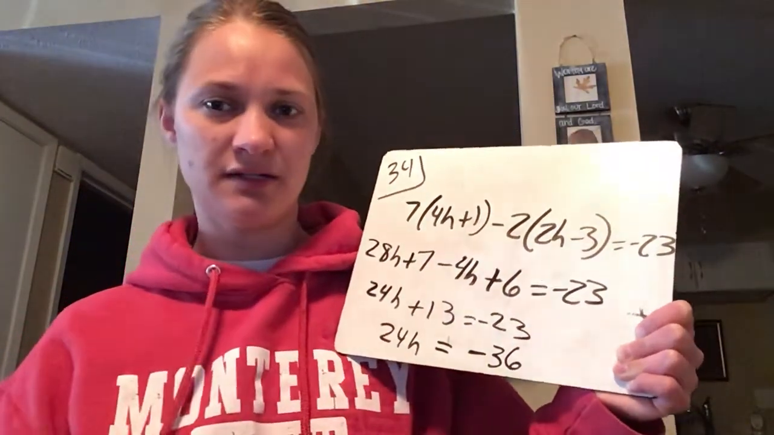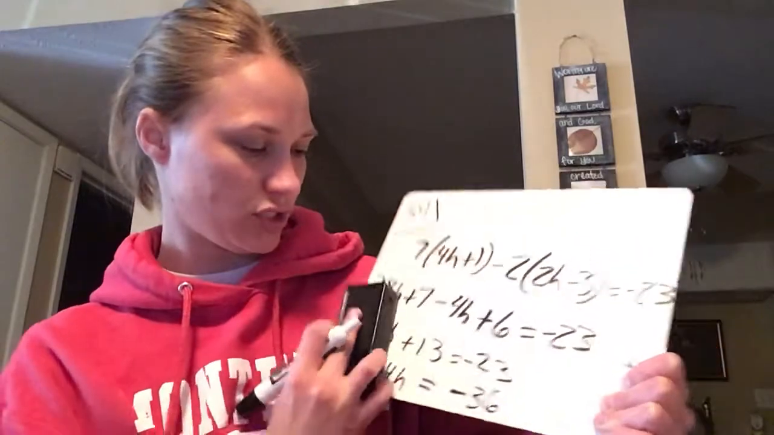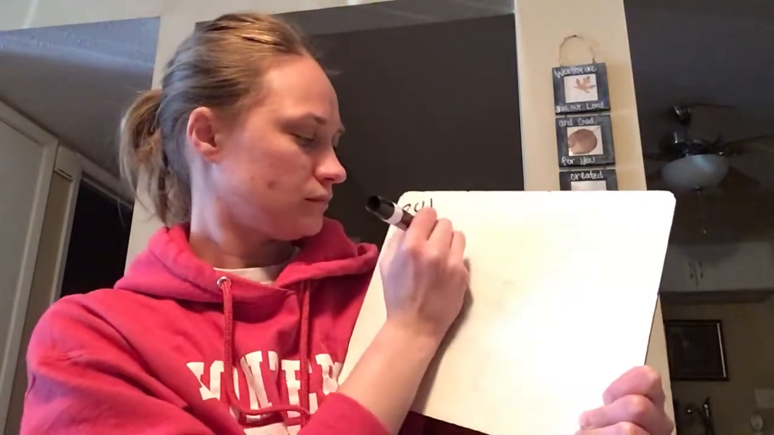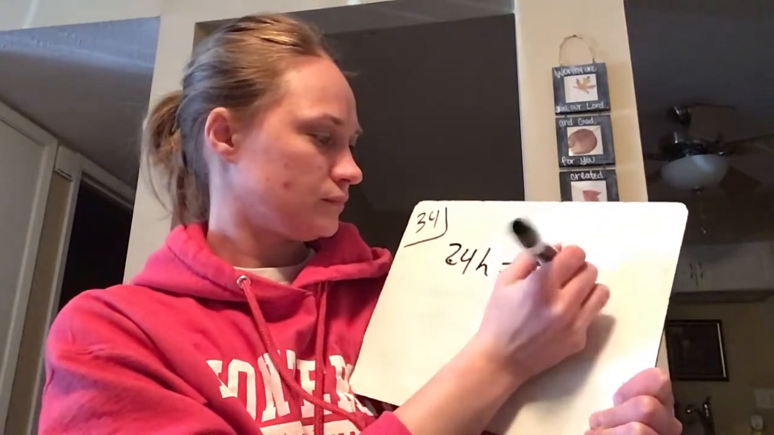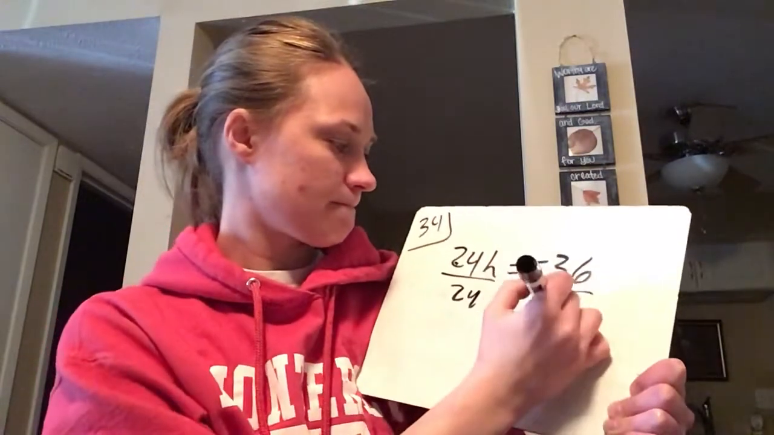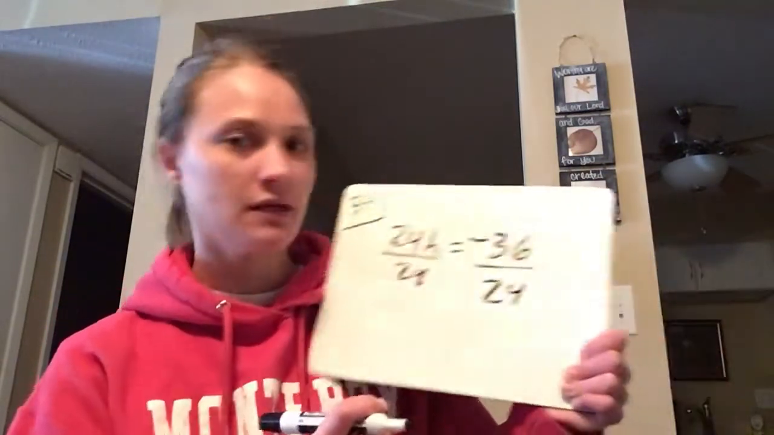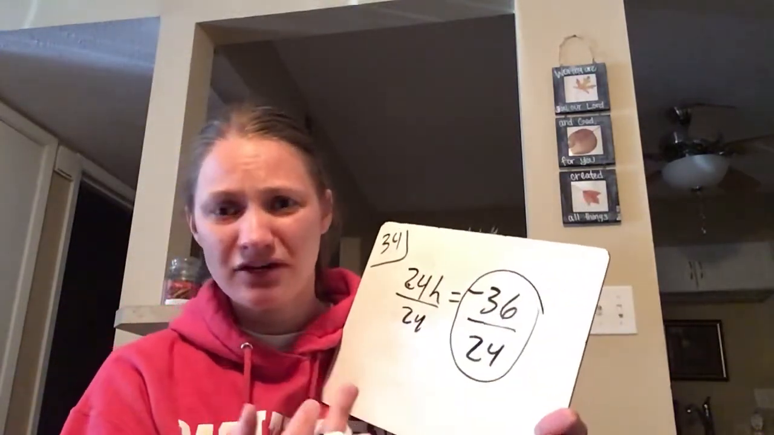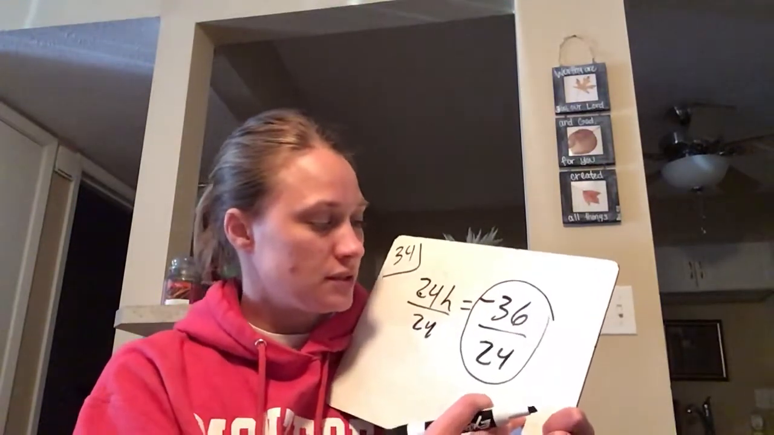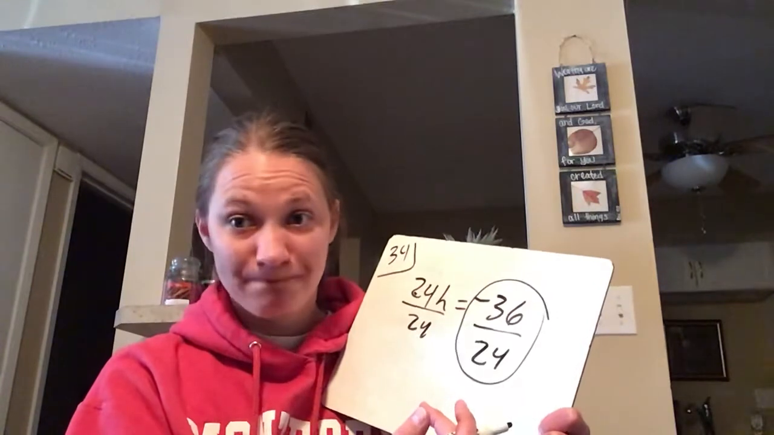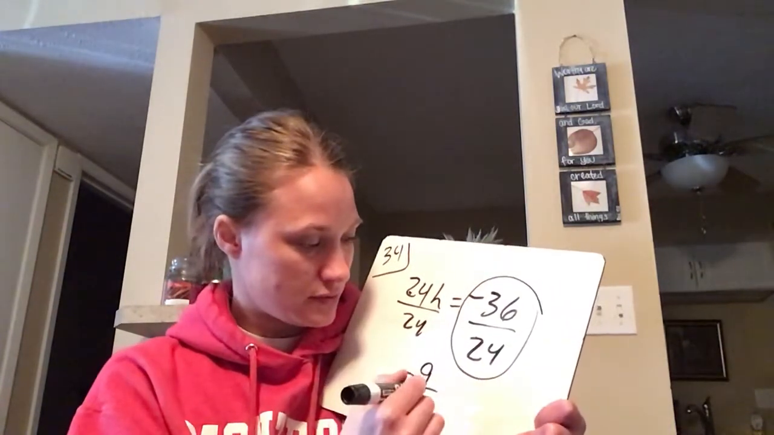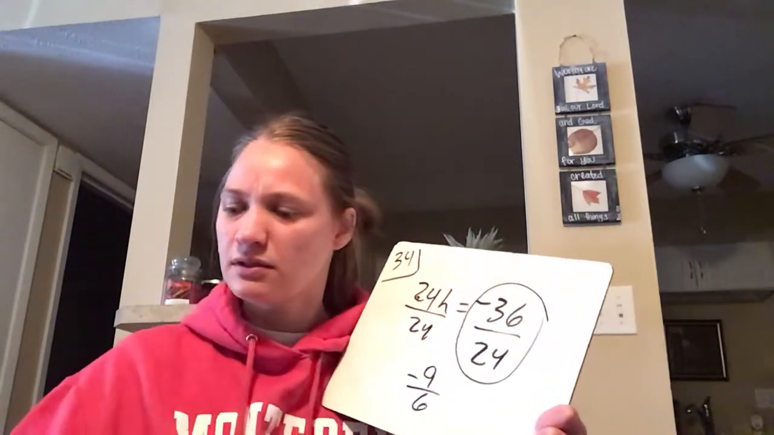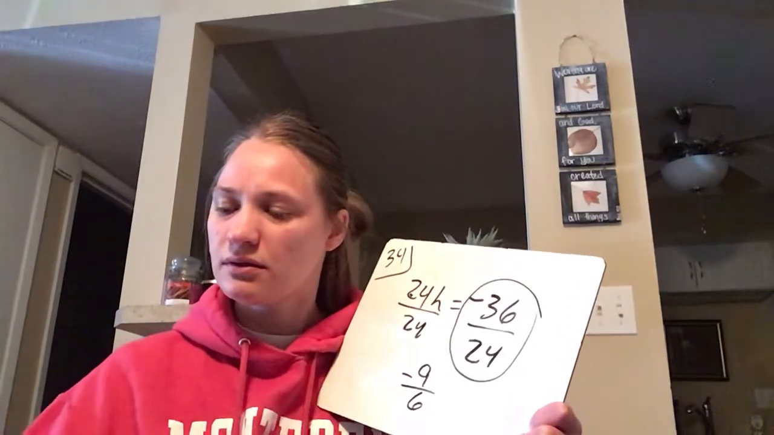So then I have to divide. I'm going to erase this and write it again. 24h and negative 36. Okay, so I've got to divide by 24. Negative 36 divided by 24. You can type that right into your calculator. Or you could just reduce it by what? 4. Negative 9 over 6. Is that right? I don't know if I did that right.